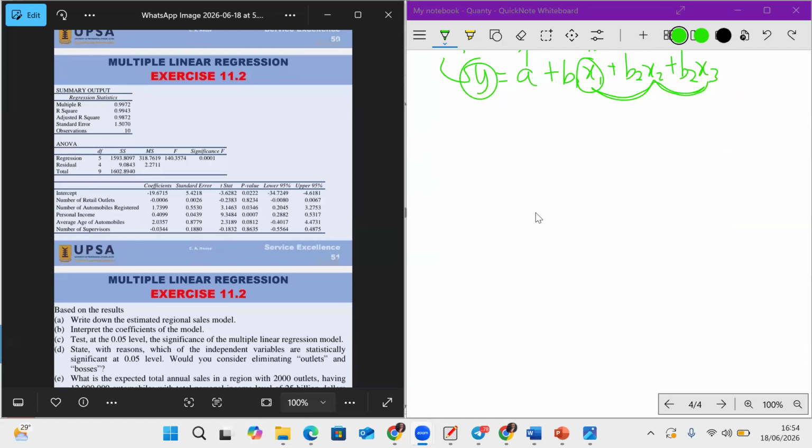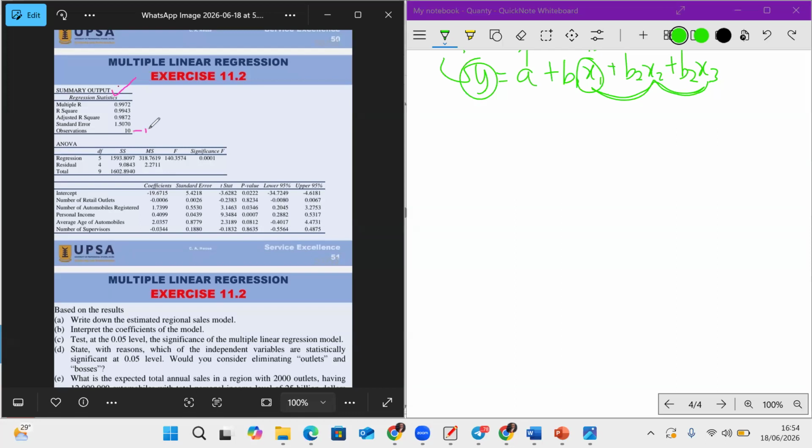Now let's go to the outputs. I'm talking about the summary output. The summary output says regression statistics. Multiple R is the correlation. Then R square is called the coefficient of determination. Then standard error, and observations.